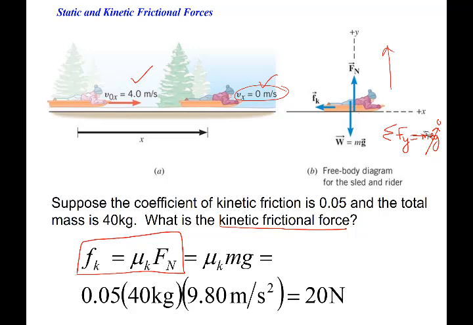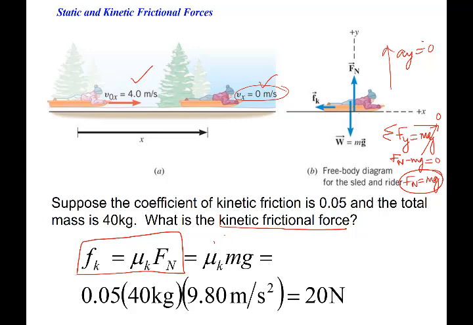So we can say that m times ay: we apply Newton's second law, but since there is no acceleration in the y direction, ay is equivalent to 0. The net force will be 0. That means Fn minus mg is equivalent to 0, which means Fn is equal to mg. So I can easily find the normal force.